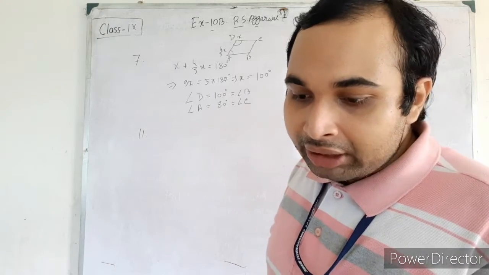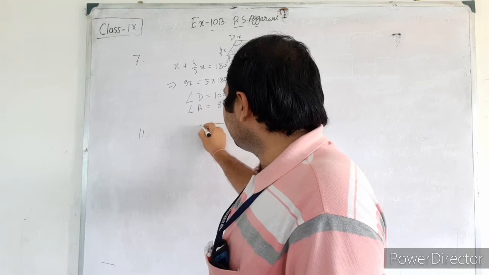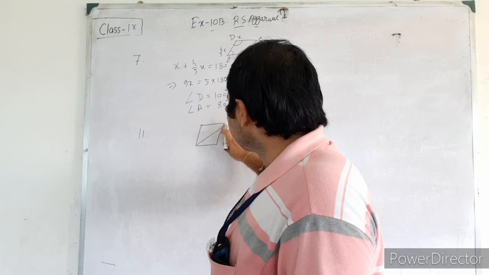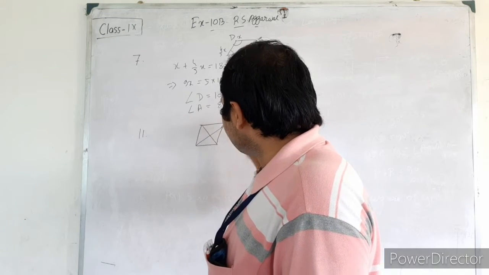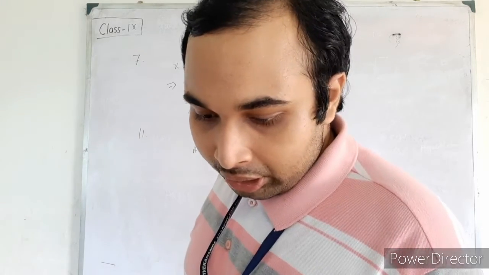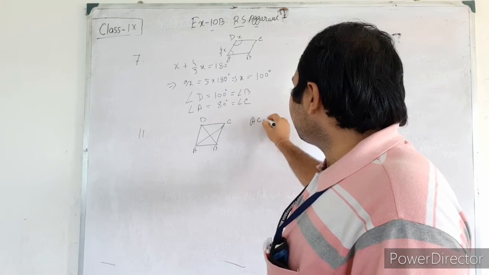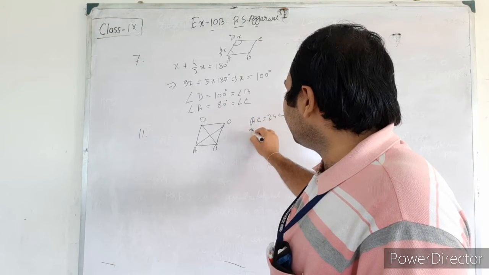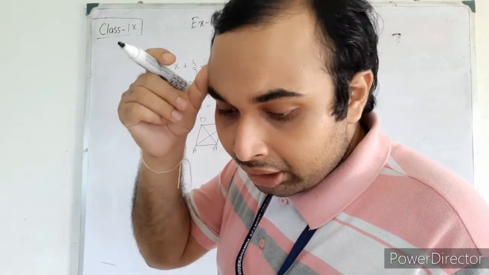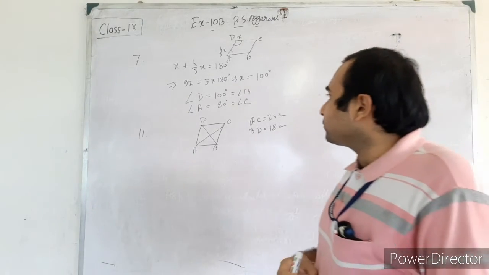Okay, now let us go to number 11. The lengths of the diagonals of a rhombus are 24 and 18. If we draw a rhombus here and draw the diagonals, in a rough figure ABCD, then AC equals 24 centimeters and BD equals 18 centimeters. Find the length of each side of the rhombus. It is a very good problem.